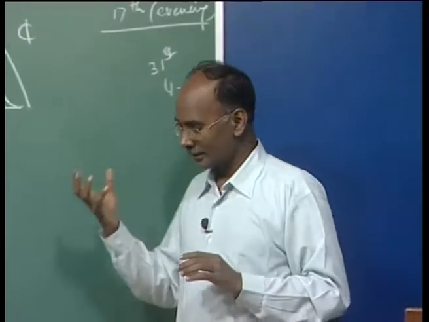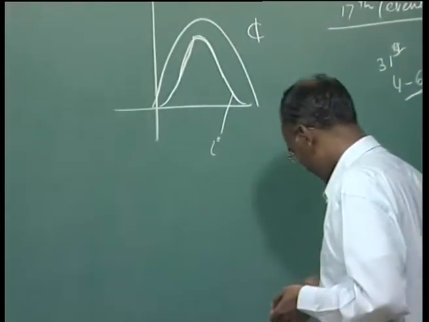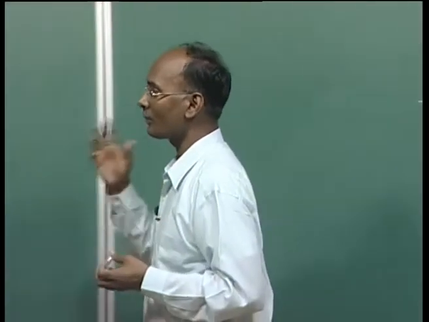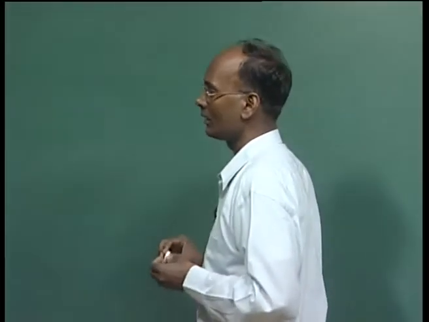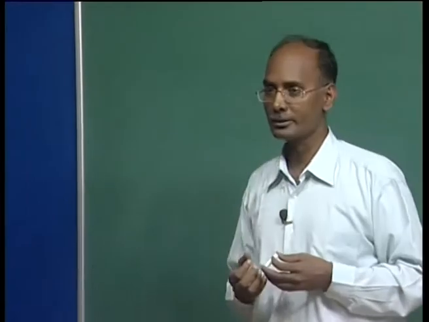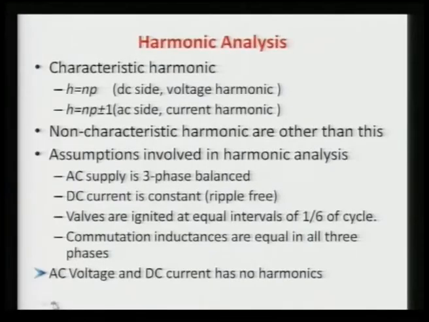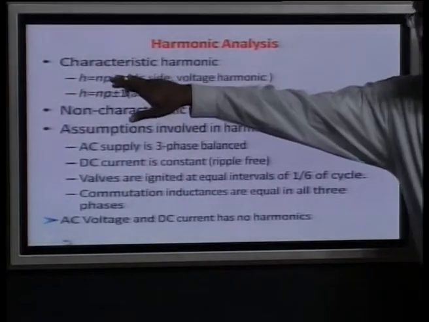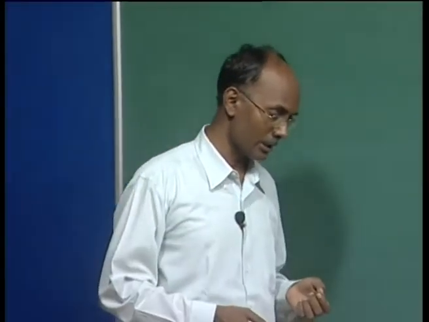To analyze the converter circuit which is generating harmonics, there are two types of harmonics. One is called characteristic harmonics, the components of harmonics other than the fundamental, and another is called non-characteristic harmonics, that is, other than these. For the characteristic harmonics, on the DC side we have the harmonic components n times p, where n is any integer and p is the pulse number.